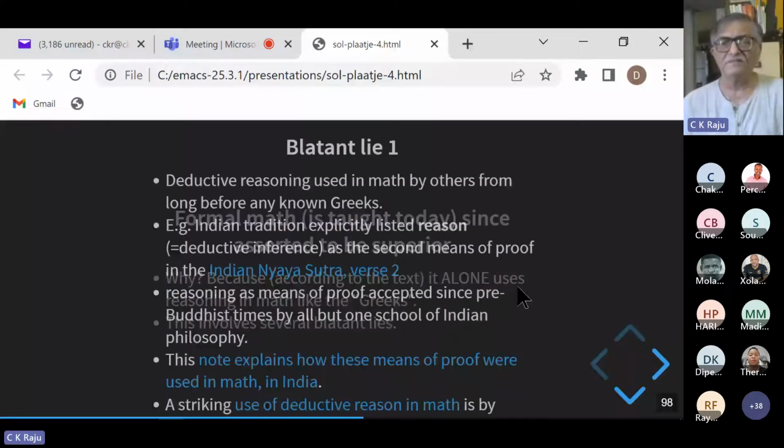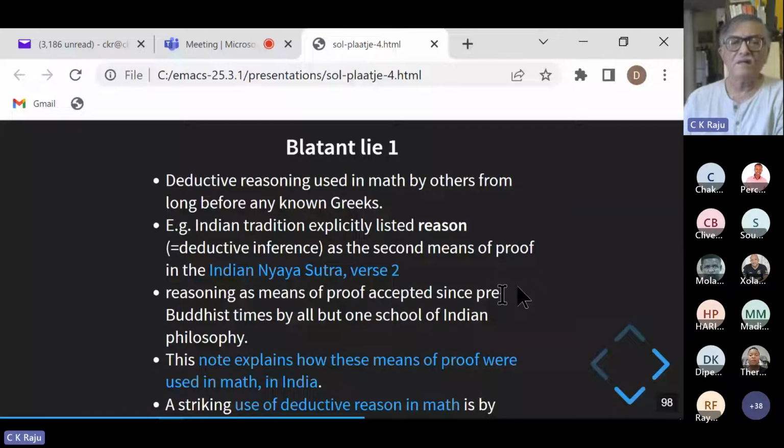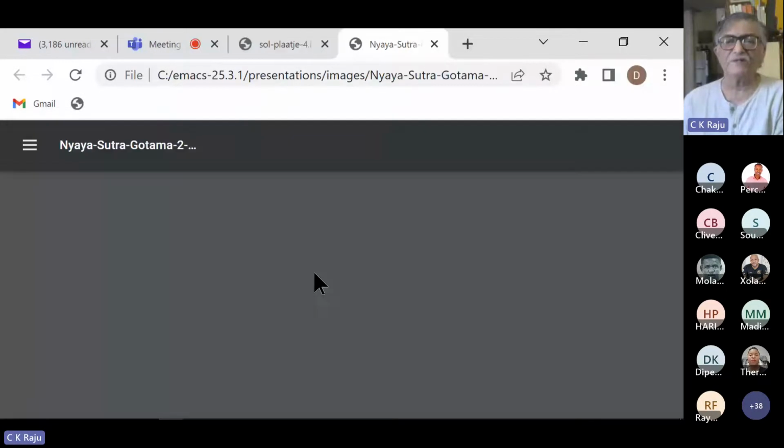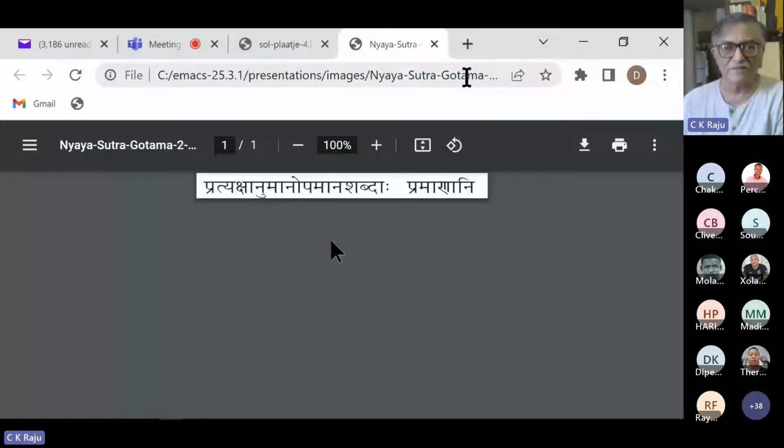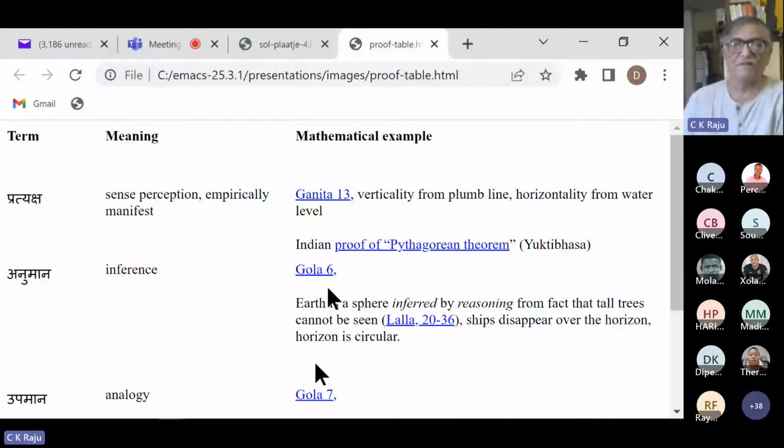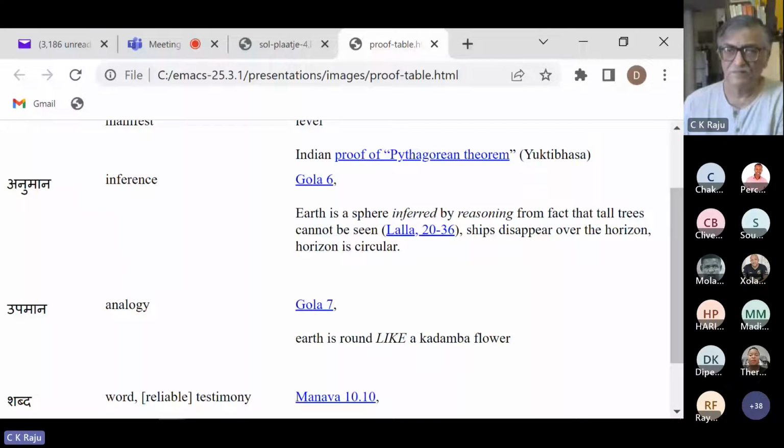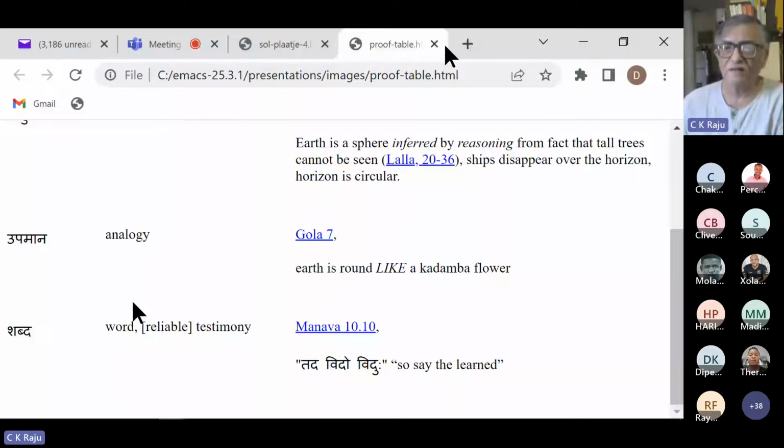Right? Deductive reasoning is found in math. The Indian Nyaya Sutra talks about reasoning as the second means of proof. It lists 4 means of proof. Now, this Sanskrit, maybe you don't know, so let me show how these proofs are used. Pratyaksh is empirical proof, and this is an example from math from Ganit 13, Aryabhat. Anuman is inference, deductive inference, so Indian proof of the Pythagorean theorem and so on. And analogy, and Shabd, authority. When you don't know, you ask authority. So those are the 4 means of proof listed there, and deductive inference is one of them.